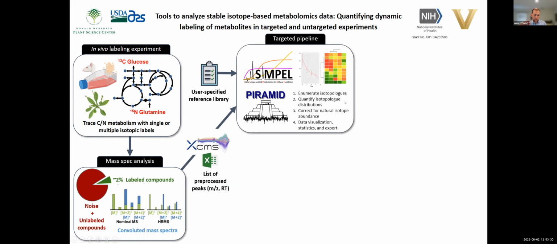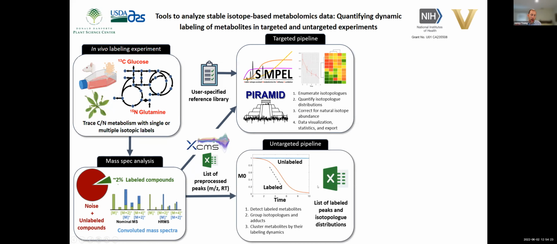And so our project has developed really two main categories of software tools as part of our research. On one hand, we've developed some targeted software tools that allow us to take a user-specified library of compounds and search the mass spec data for those compounds and accurately enumerate all of the possible isotopolog species that we expect and accurately quantify their isotopolog distributions, which are essentially the ratios of the different isotopologs for each individual compound in our target list. We also oftentimes need to be able to correct that data for natural background isotope abundance, and then finally to visualize the data.